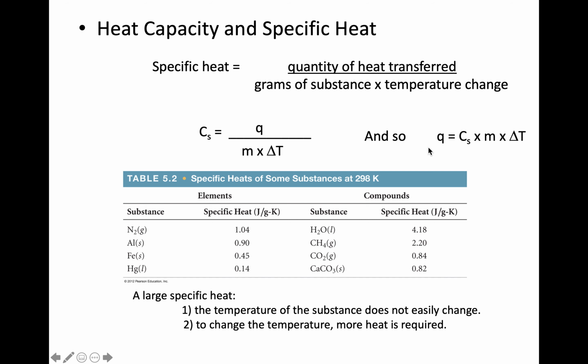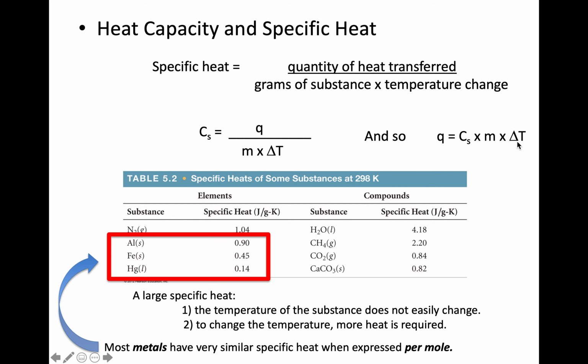So if you see a large specific heat value, that means that the temperature of the substance does not change very easily. To change the temperature, more heat would be required. For a given amount of heat coming in, if it has a large specific heat, the change in temperature would be smaller.